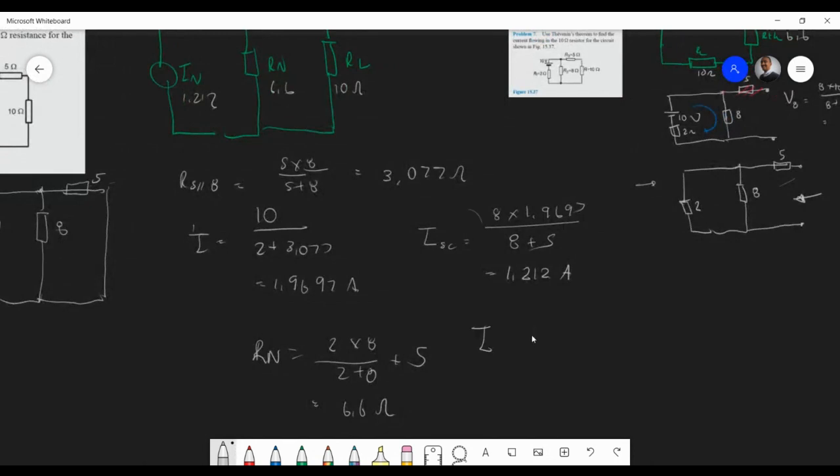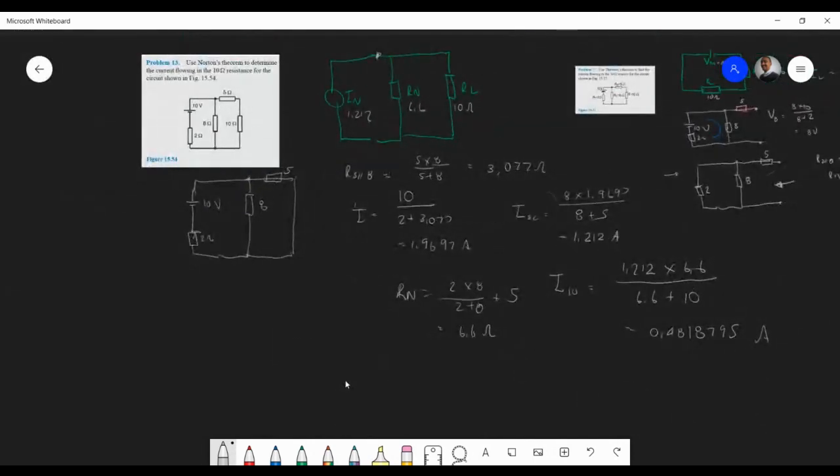So you find the current going through that. You will get I Norton is 1.212 times 6.6, the one you don't want, over the total, which is 6.6 plus 10. Then you should get 0.48188795 amps.